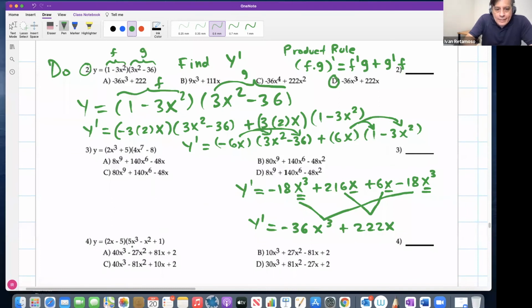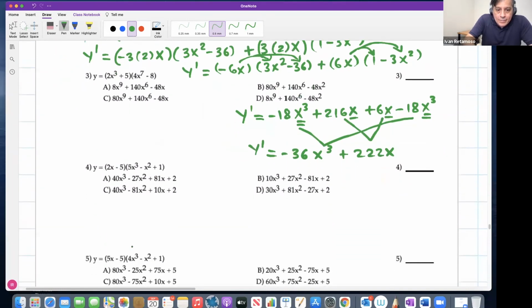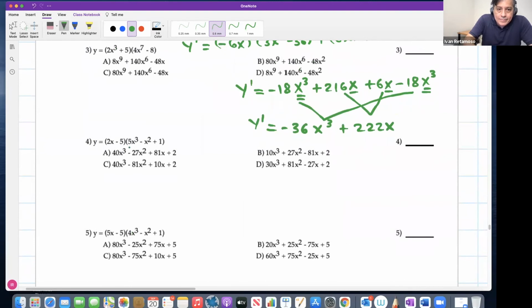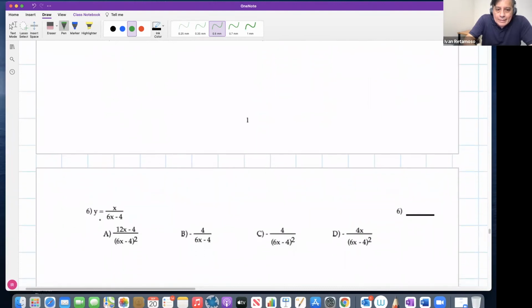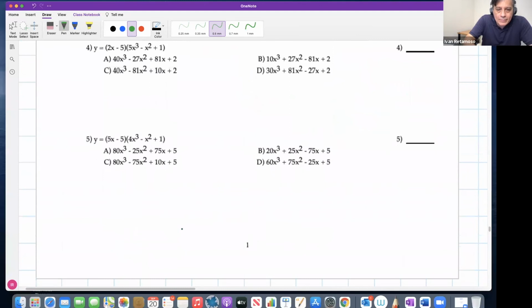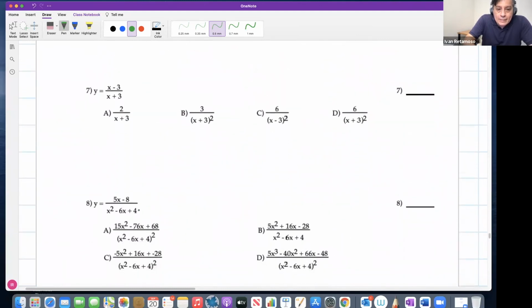This one also can be done using the product rule, right? Follow it, do it at home. This one too. I'm going to talk about now the quotient rule, to be able to get the derivative of this type of functions. And if time allows, we may go back to this, or this type of thing, right?